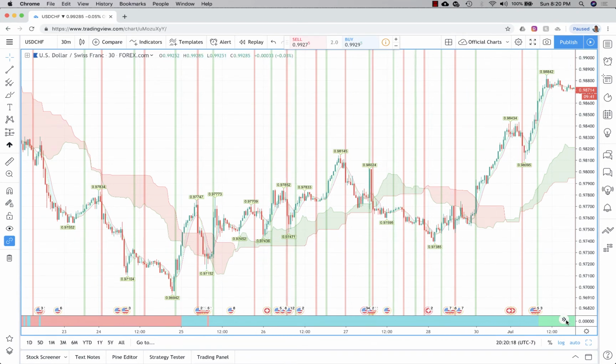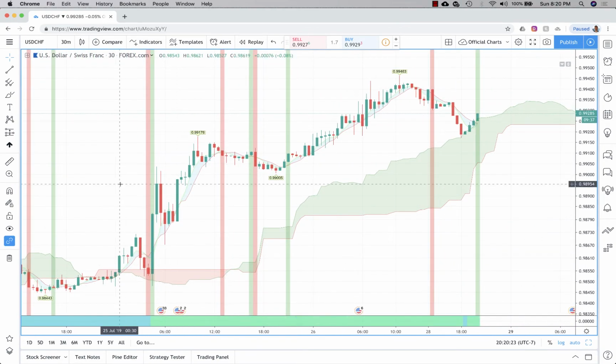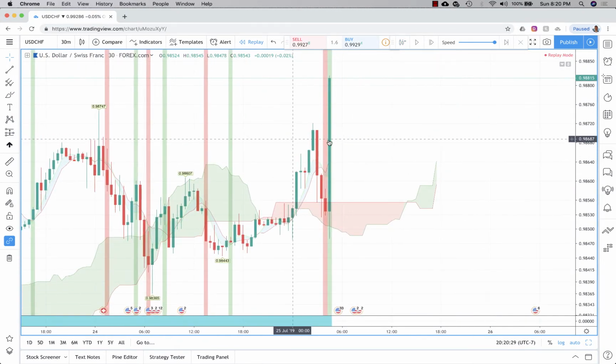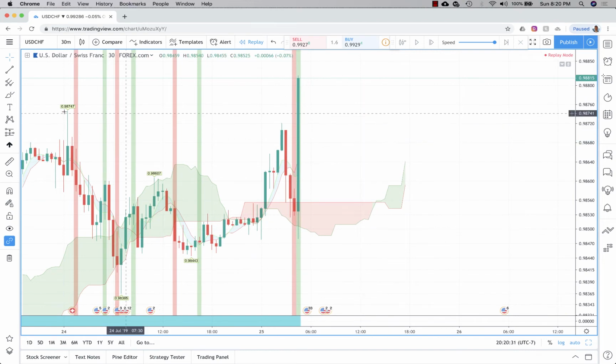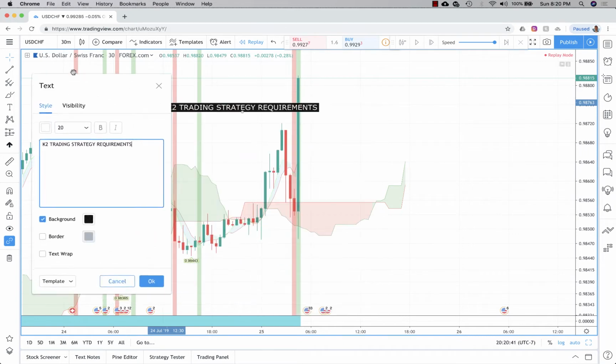I'm going to replay a few days back from when this trend started right here. So let's replay it right over here. Alright, so let me refresh your memory on the requirements. So requirements, K2 trading strategy requirements.